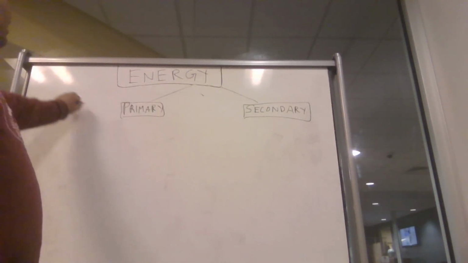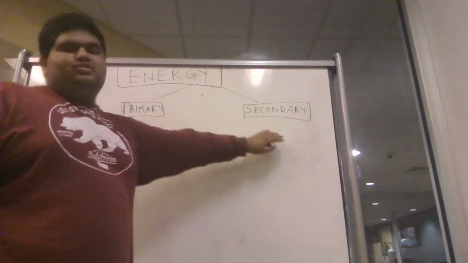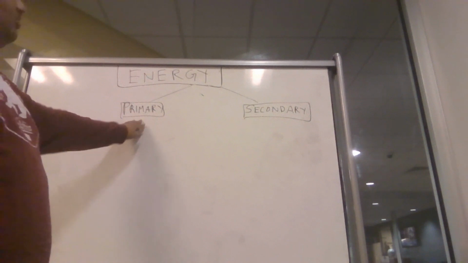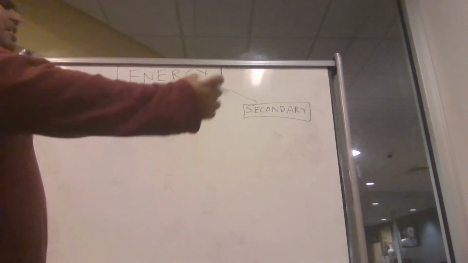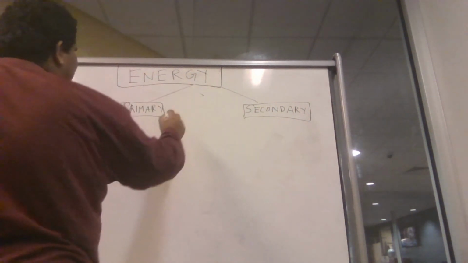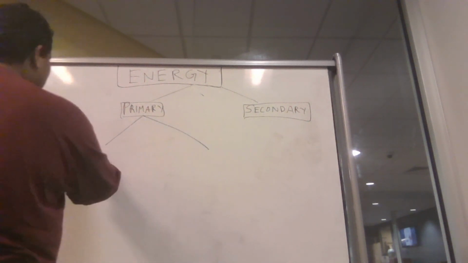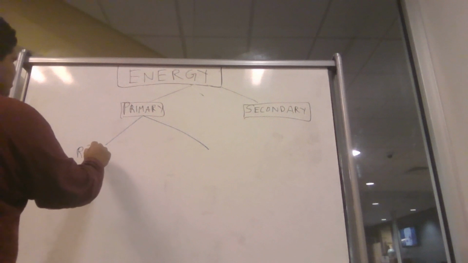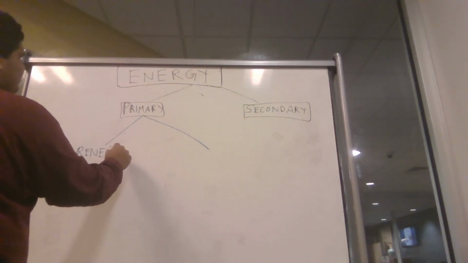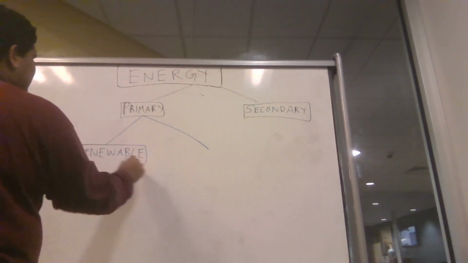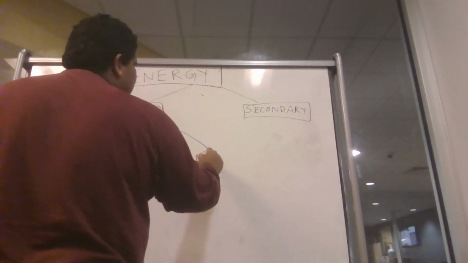Now, we know that there are two types of energies. We can break it down to primary and secondary. We can also break down primary energy into renewable and non-renewable.